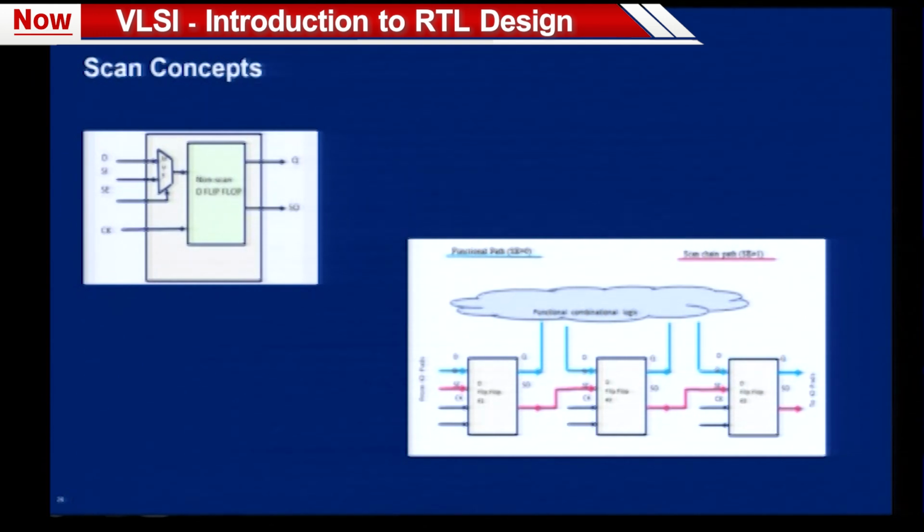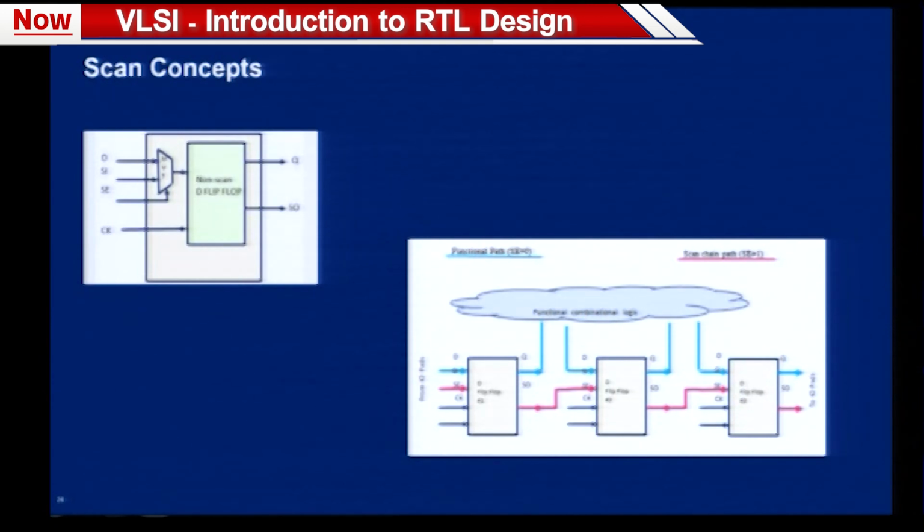What this mux does is, depending on the value of scan enable, it will either feed in D or it will feed in the scan input value. So, your original design flop and mux, you put it together and you get what we call a scan flop. Right. So, you convert that flop into a scan flop.